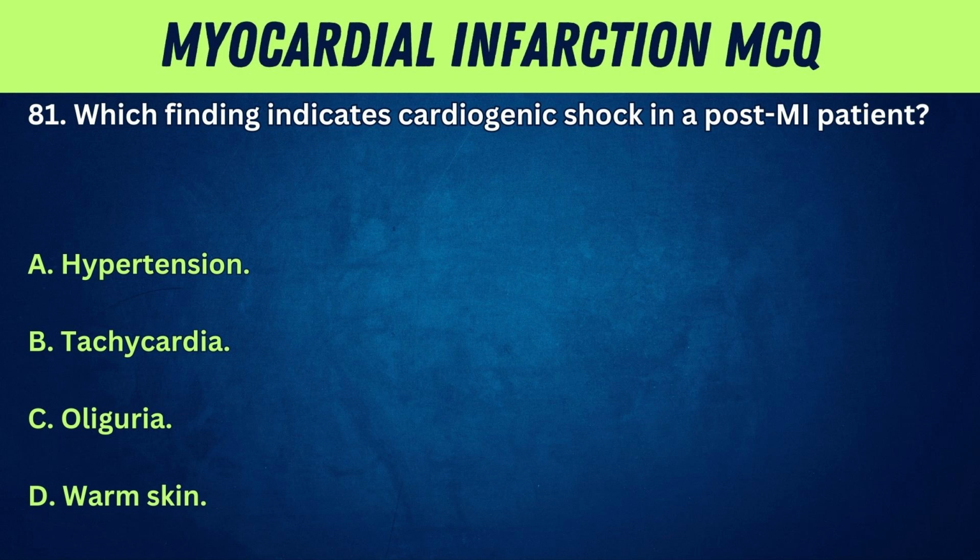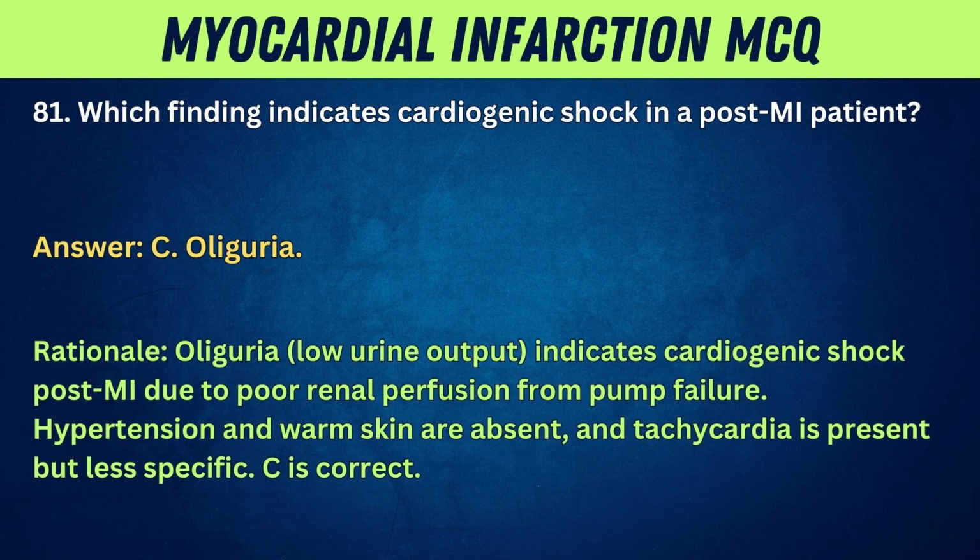81. Which finding indicates cardiogenic shock in a post-MI patient? A. Hypertension. B. Tachycardia. C. Oliguria. D. Warm skin. Answer: C. Oliguria. Rationale: oliguria, low urine output, indicates cardiogenic shock post-MI due to poor renal perfusion from pump failure. Hypertension and warm skin are absent, and tachycardia is present, but less specific.